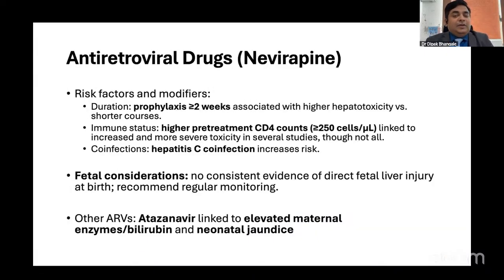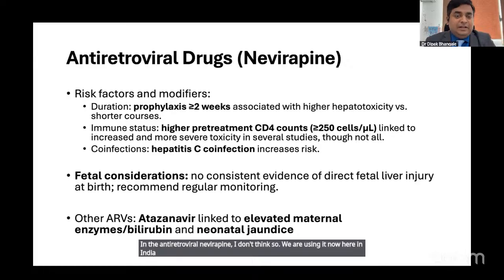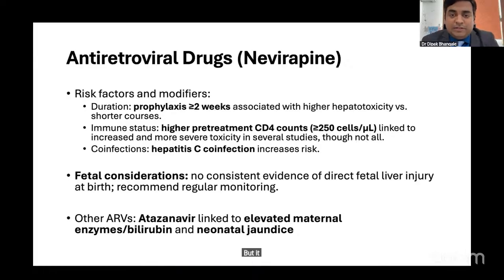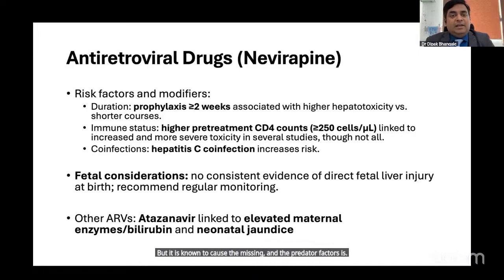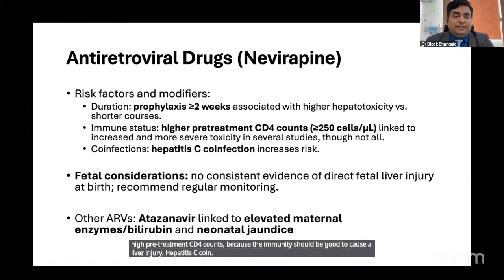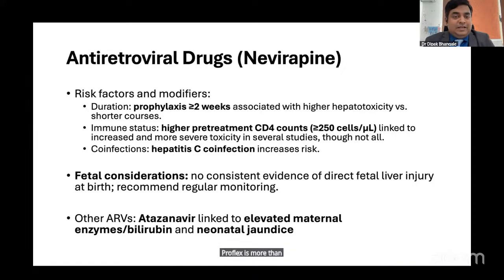In antiretrovirals, nevirapine, I don't think so. We are using it now here in India as a first-line therapy, but it is known to cause this. The predictor factors are high pre-treatment CD4 counts, because the immunity should be good to cause a liver injury, hepatitis C co-infection, and prophylaxis of more than 2 weeks. In this, atazanavir is also causing liver injury.